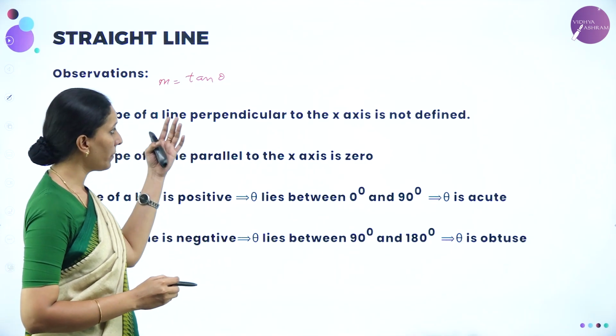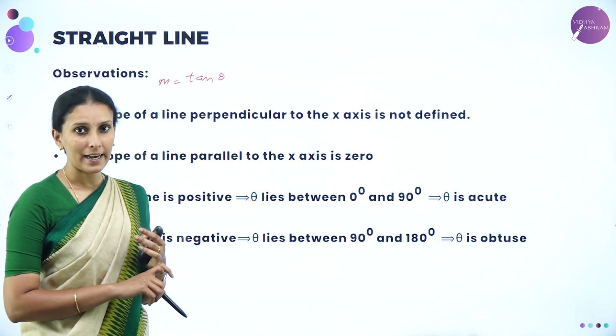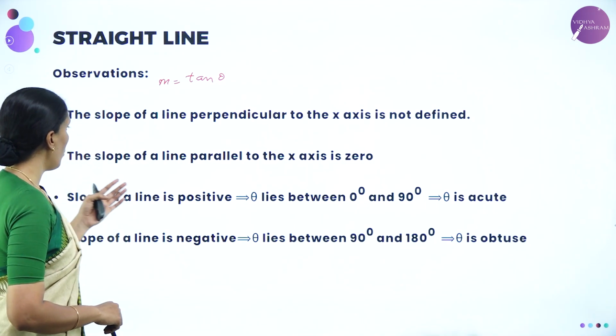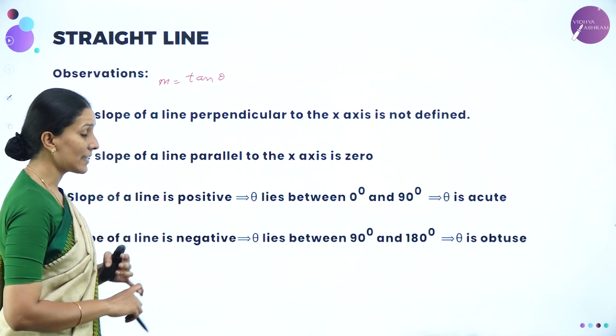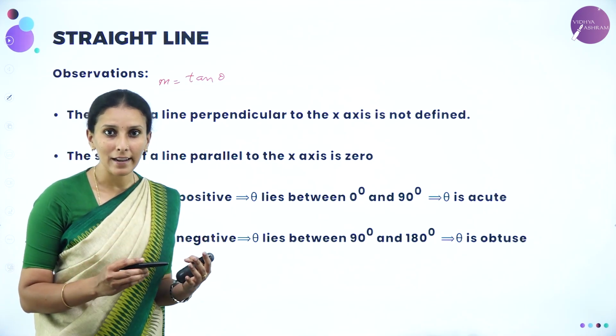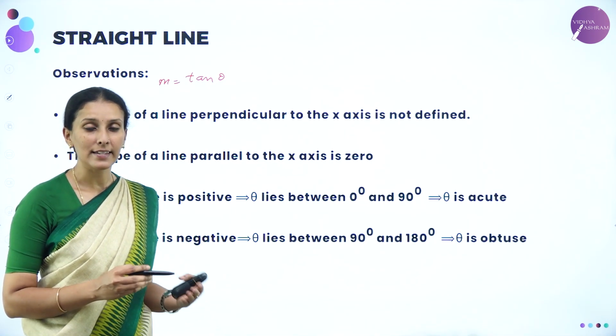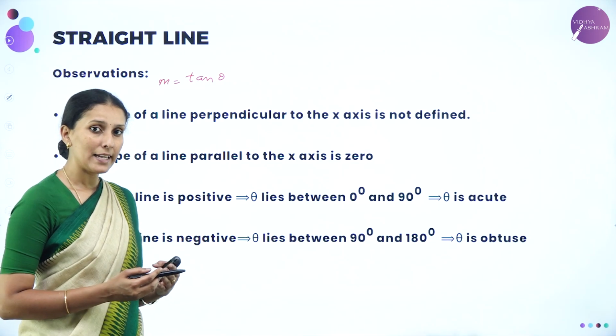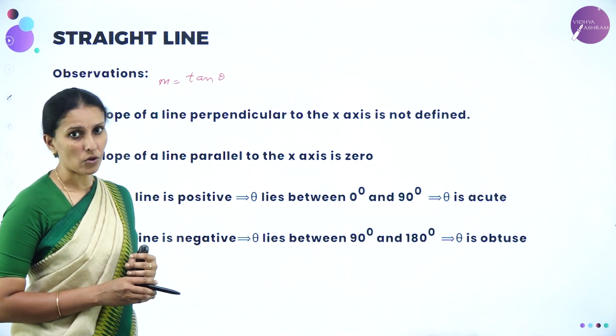I have already told you, because the angle between them is 90, hence it is not defined. The slope of a line parallel to the x-axis is 0. Why? Because parallel lines never touch the x-axis and therefore there is no inclination. Hence the angle is 0. That's why the slope is also 0.